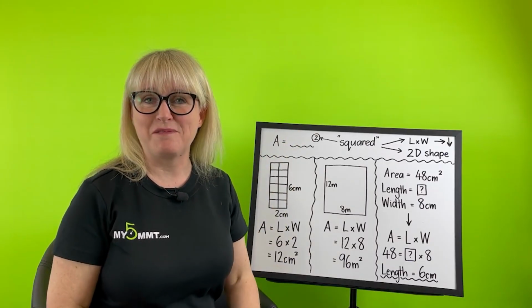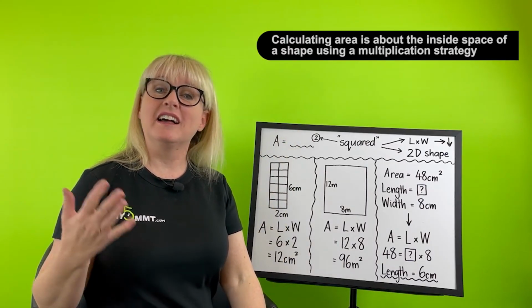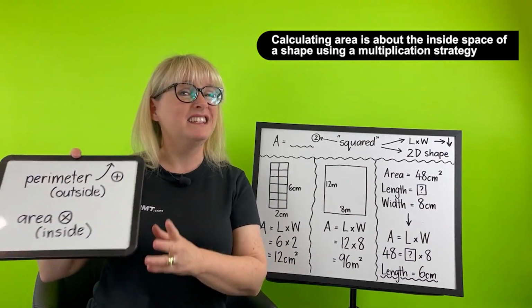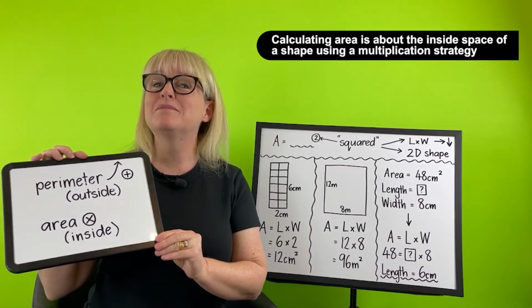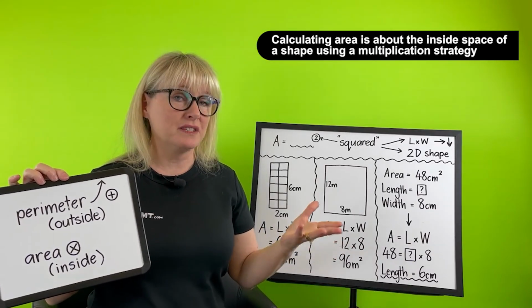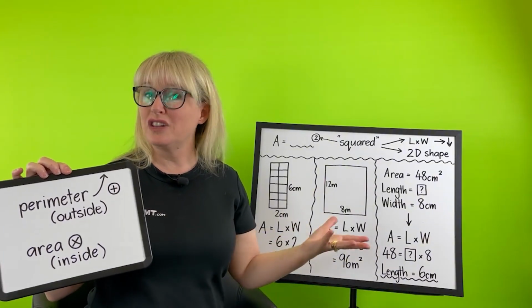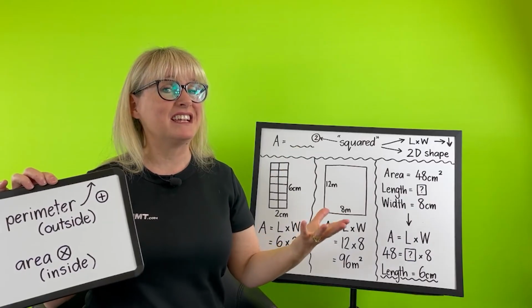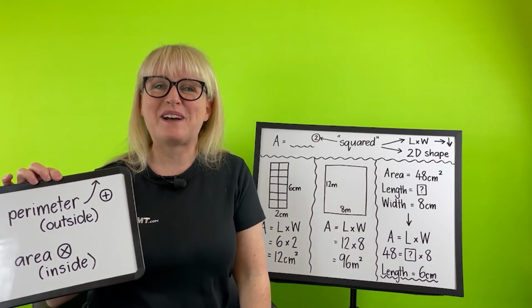It's a rectangle. So calculating area, like I said, it's all about the inside space of a shape. Different to perimeter. It's a multiplication strategy. And we can work out the area of squares, rectangles, lots of different shapes, as long as we keep saying to ourselves, area equals our long side times our wide side.